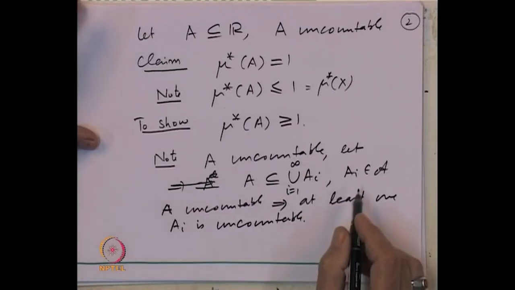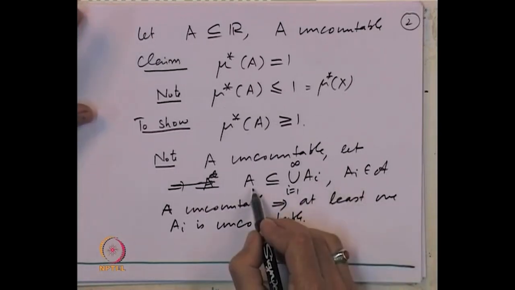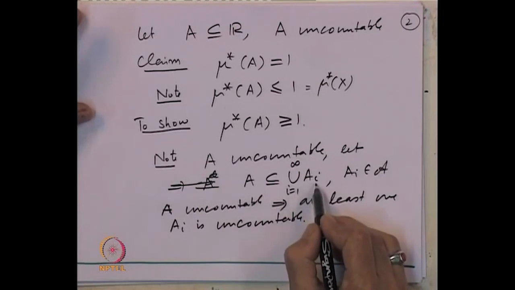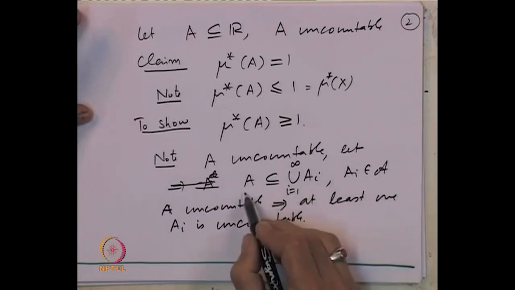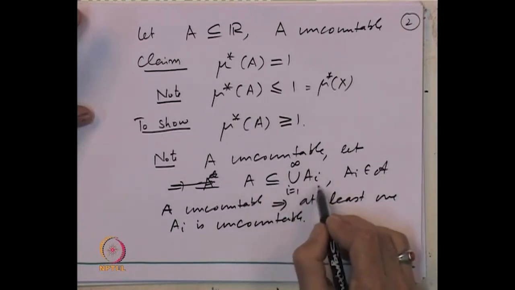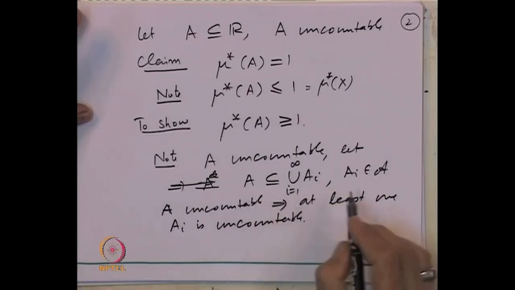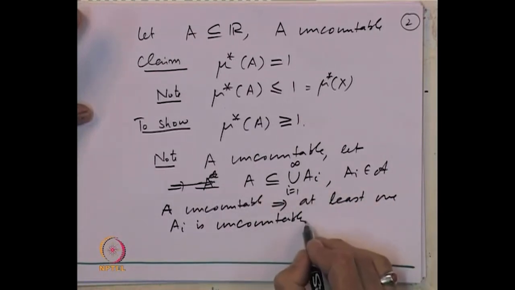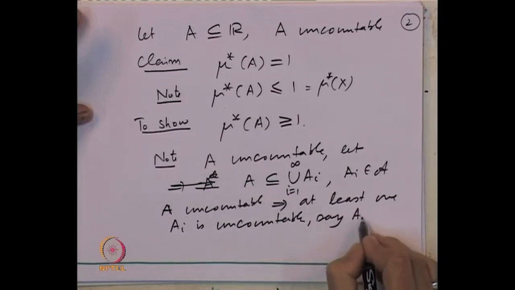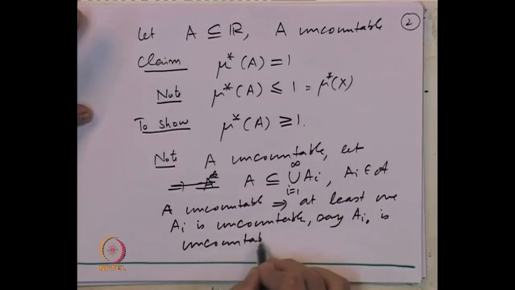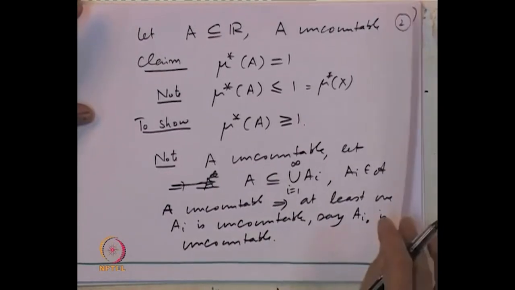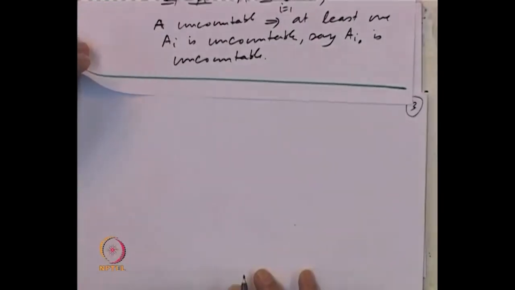So, this is the observation which is going to be crucial. A is a subset of the union of the A_i's which are in the algebra. If A is uncountable, then each one of them cannot be countable, because if each one of them is countable, then a countable union of countable sets will be countable. So, A will be countable. So, that means there is at least one A_i which is uncountable. Say A_{i0} is uncountable.